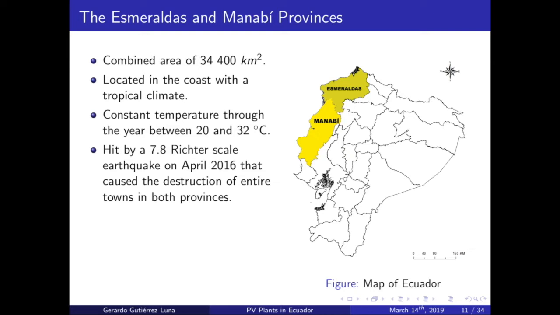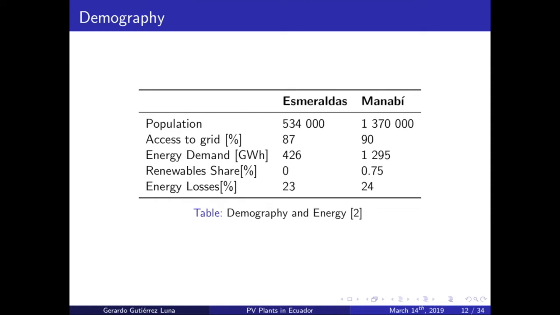The reason to choose these two provinces is that in April 2016 they were hit by a 7.8 magnitude Richter scale earthquake that caused the destruction of entire towns in both provinces. The government has put lots of effort into the reconstruction of the area, and the construction of power plants could be among these plans.